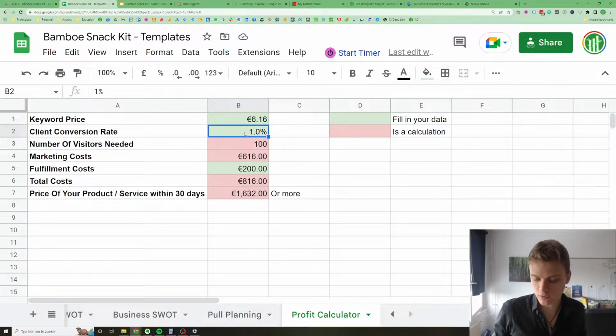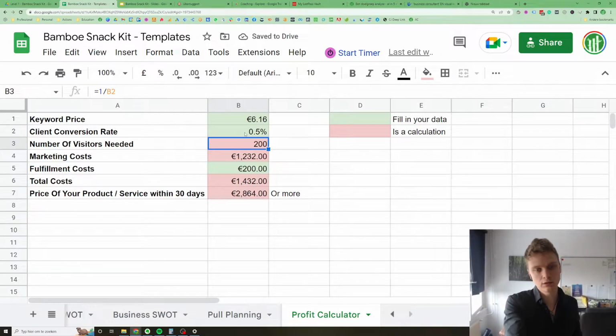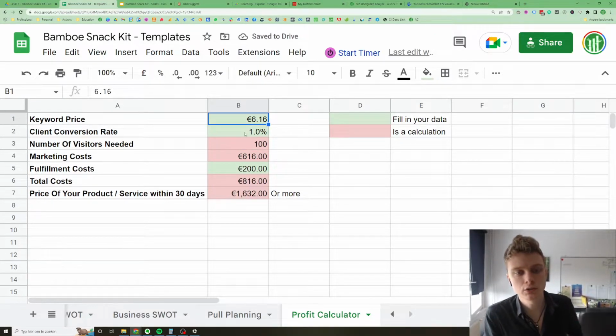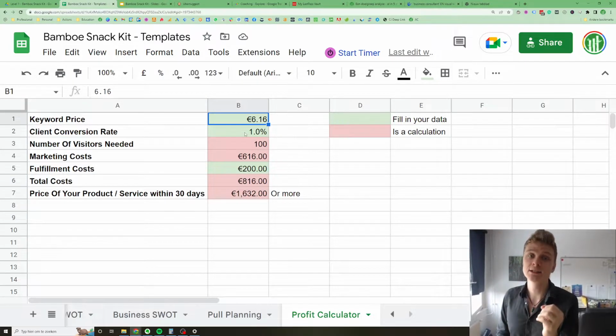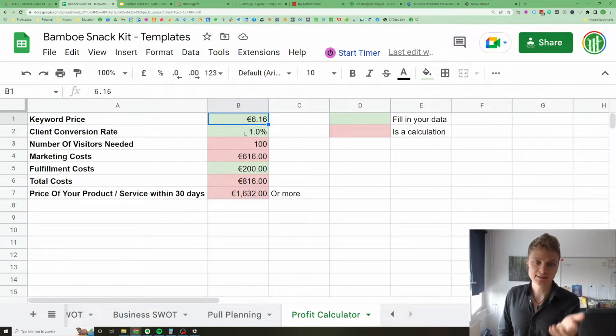So if, for example, you would fill in 0.5, you would need 200 visitors for 1 client, and all the numbers change. But the 3 numbers here that are important are the keyword price, the client conversion rate, and the fulfillment costs. Why is that? Because if you have your keyword price and a conversion rate of 1%, you need 100 people, and 100 times 6.16 is $616. So you need to invest 616 marketing dollars or euros to get that client.